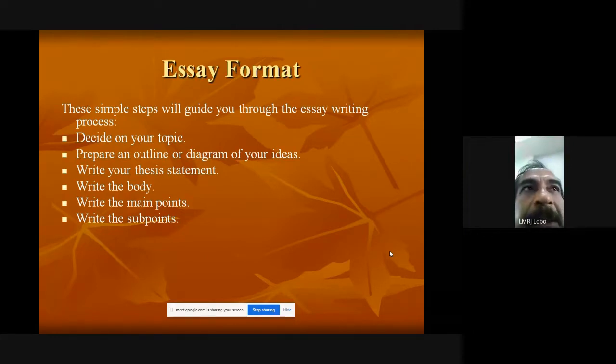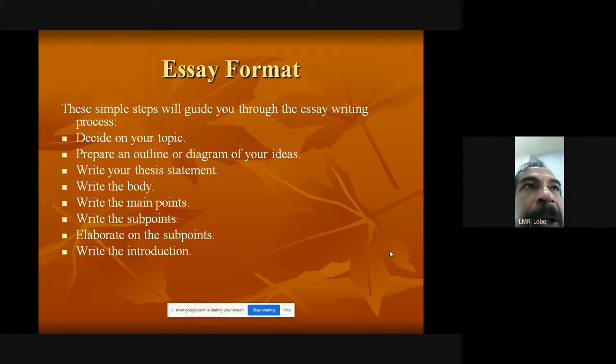After representing the main points, go for the sub-points and write down these sub-points so that you can write your particular essay. Then elaborate on the sub-points, and this will give you a total completion of your essay without an introduction and conclusion. So our next step is to write an introduction, which will be introducing a particular topic, and then writing a conclusion which concludes your thoughts in your essay.